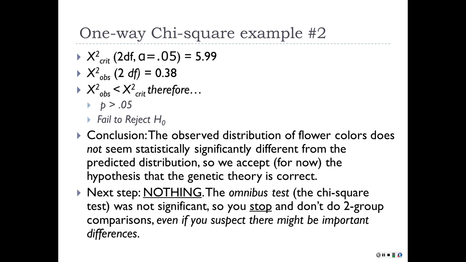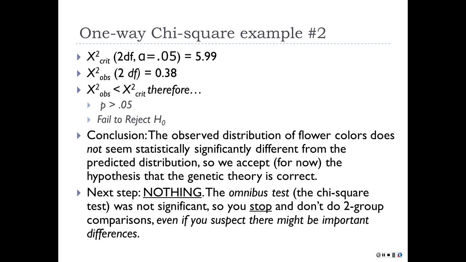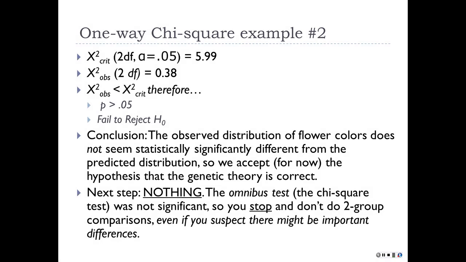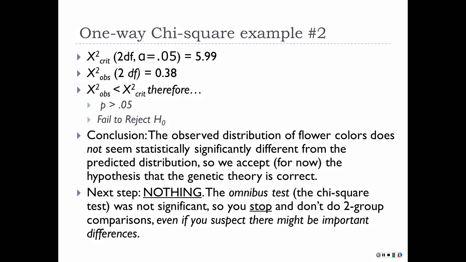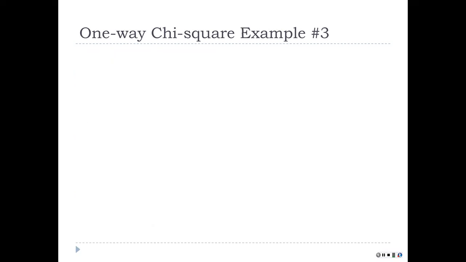The next step, we don't do anything. If the omnibus test was not significant, then you stop. You might be tempted to go do two group comparisons because you're like, oh no, wait, but the pink ones were different and the other ones were different. But no, you don't. You just stop. And you don't do any two group comparisons, even if you suspect there might be important differences, because that's one way we prevent ourselves from doing too many tests and therefore inflating type 1 error. If the omnibus test is not significant, you stop.